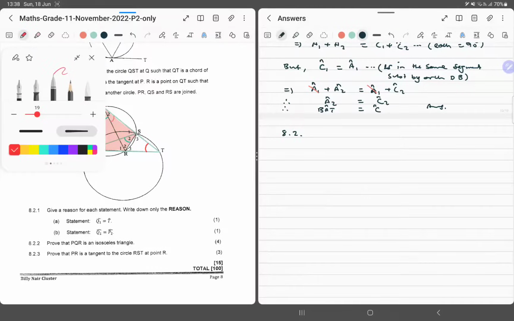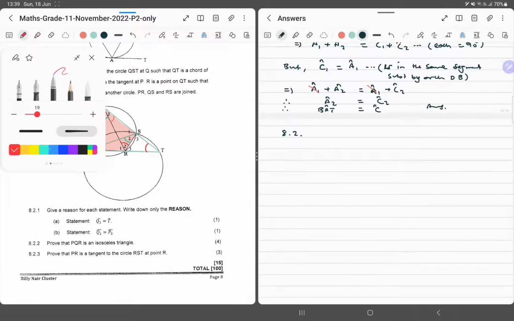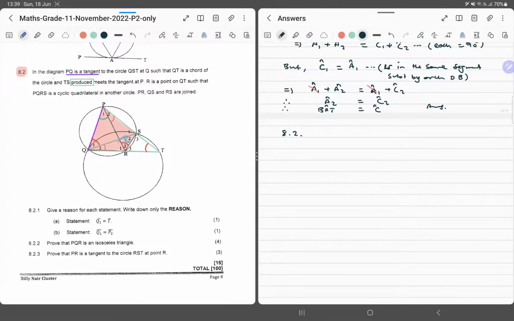We have another business here. We know that this Q1 is also equal to R2. Why is that? These are angles in the same segment subtended by chord PS. Now we can see that also this angle is also equal to that angle. Again, angles in the same segment.